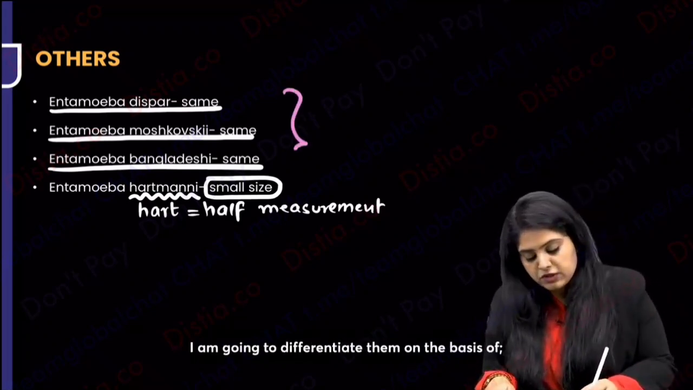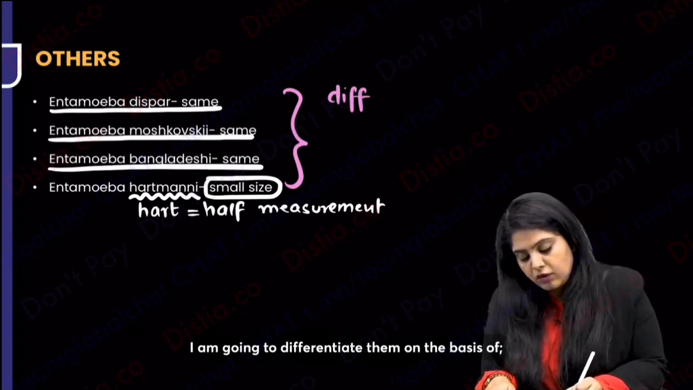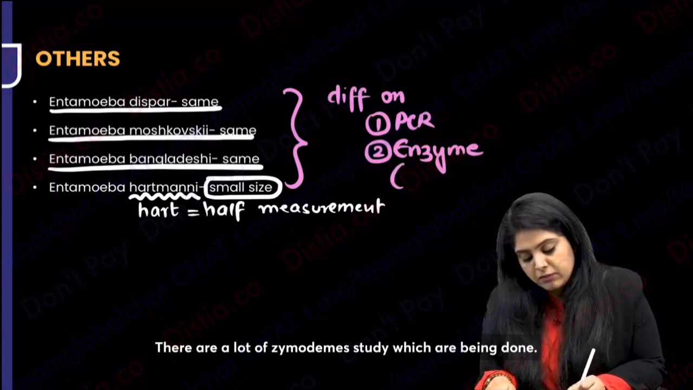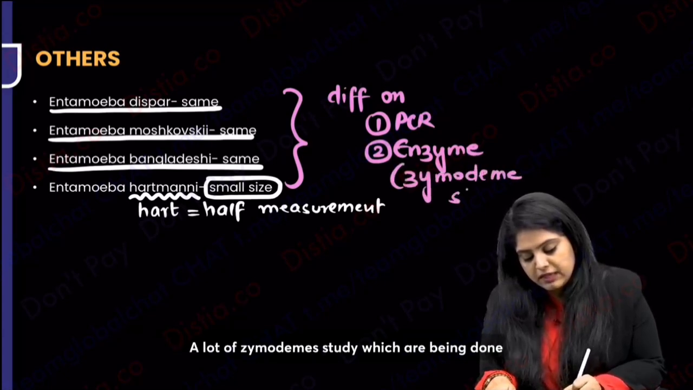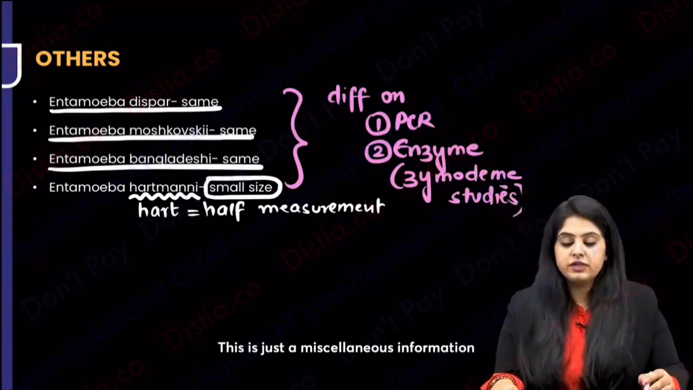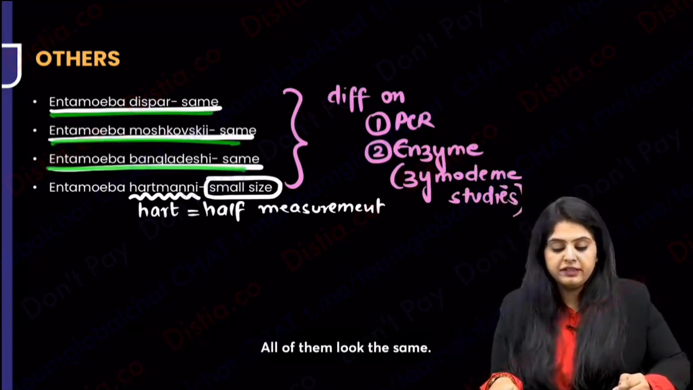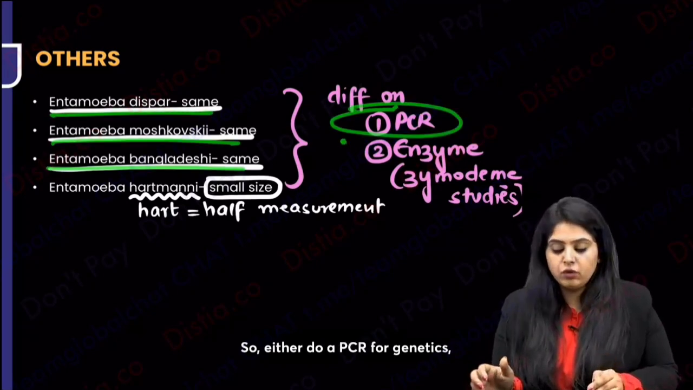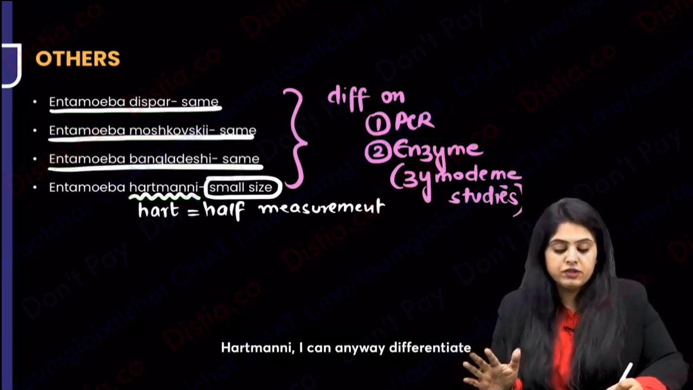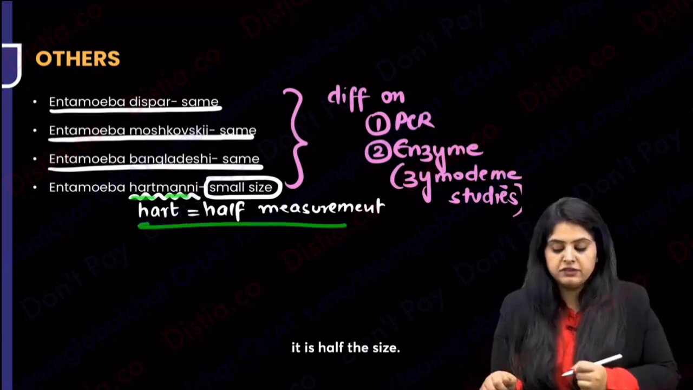I am going to differentiate them on the basis of, number one, we can do PCR or we can do enzyme studies. There are a lot of zymodeme studies which are being done, which can help in differentiating these. This is just miscellaneous information that you have to know. All of them look the same. So either do a PCR for genetics or you do zymodeme analysis and differentiate them. Hartmanni I can anyway differentiate because it is half the measurement, it is half the size.